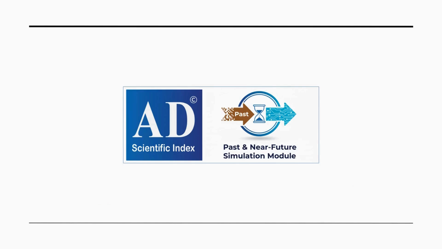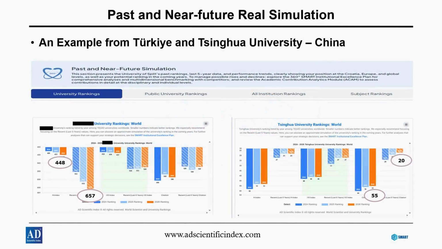Introducing the AD Scientific Index Past and Near Future Simulation module, a tool designed to analyze historical performance trends and project near-future academic outcomes. This module helps institutions anticipate progress, identify potential shifts, and plan strategically using data-driven simulation insights. Here we see a real example of the past and near-future simulation, comparing ranking trends for a university in Turkey with Tsinghua University in China.